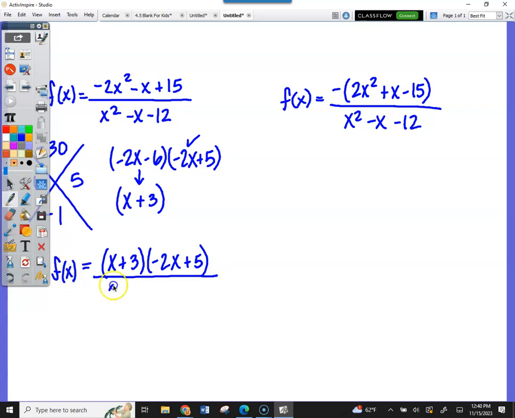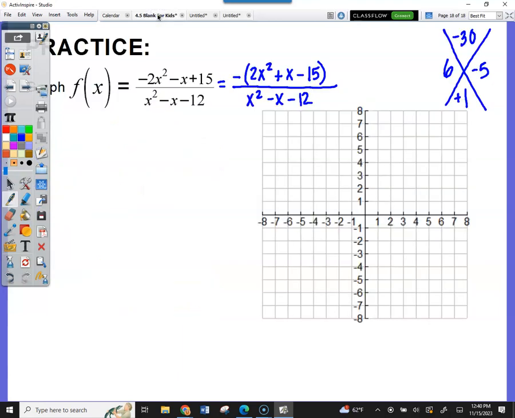x squared minus x minus 12. A is 1 on the denominator, so you can visualize what are the factors of negative 12 that add up to negative 1, and we get x minus 4, x plus 3. One of these things is like the other. And that means there's what in the graph? There's a hole in the graph.